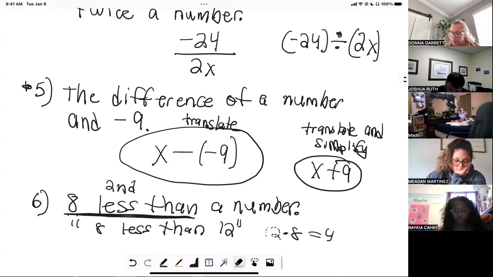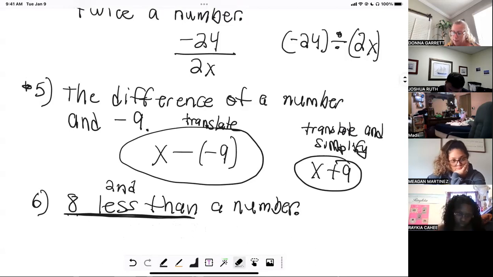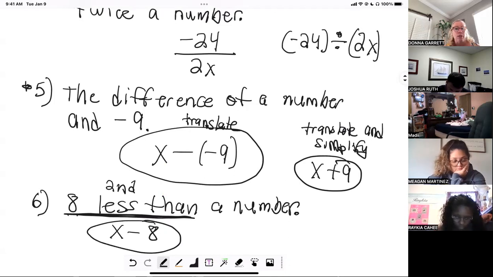So I'm going to erase this, because now I know that it's x minus 8. 8 less than a number: the 8 comes second. The number is first, so you're taking the number and subtracting how many they want you to subtract.